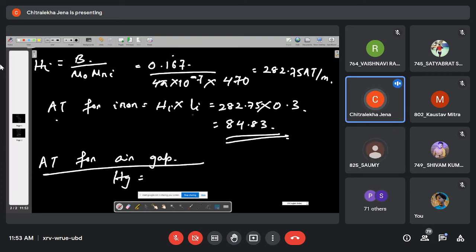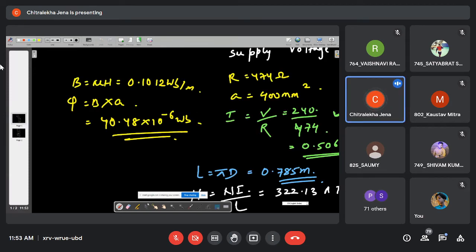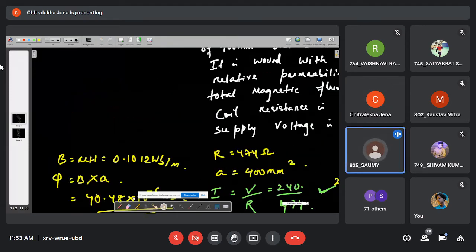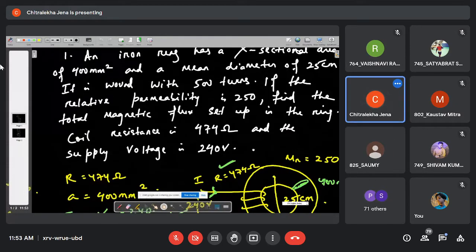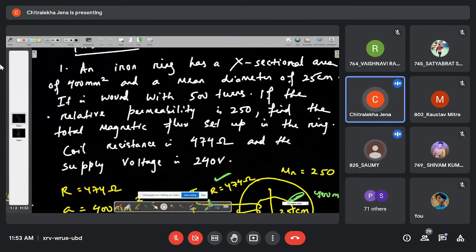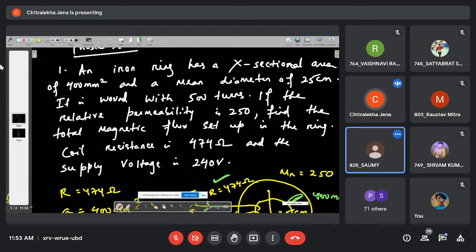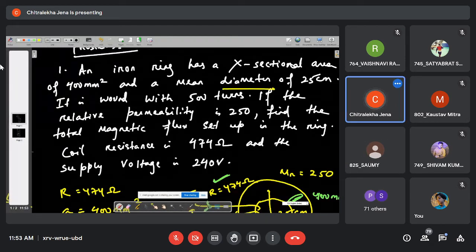Who was asking? Tell me, you got it or any confusion? Okay, ma'am, L is given. In that case, what was given? Your diameter was given. In the first question, mean length is given, I think so. Let's see where the mean length was. The first problem had mean diameter. Okay, ma'am, mean diameter. This one had diameter given. Okay, ma'am.